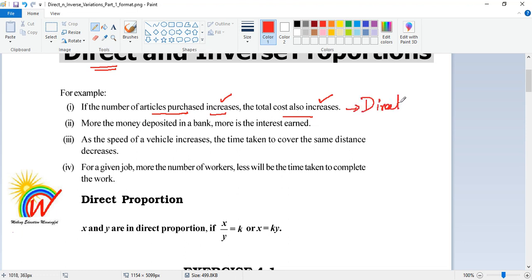Okay. Now if you're buying a smaller number, your cost also goes down. So either they increase together or decrease together. They are called direct proportions.